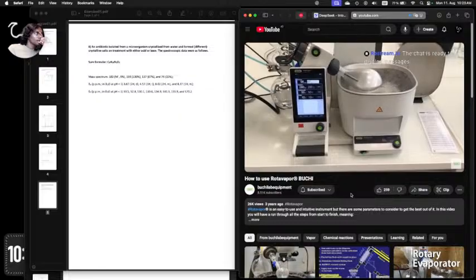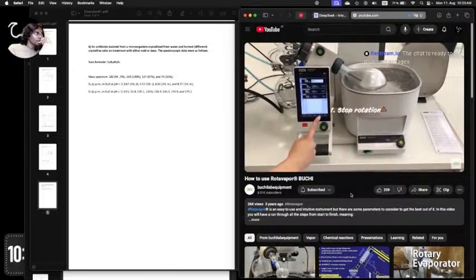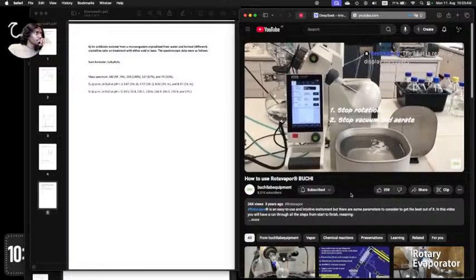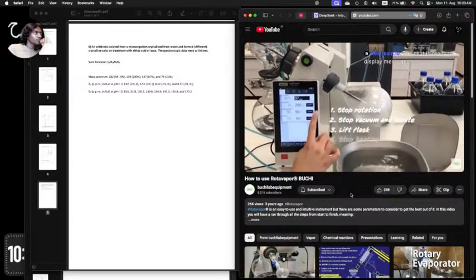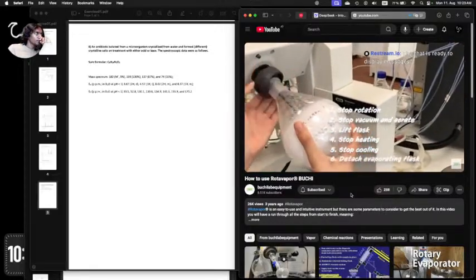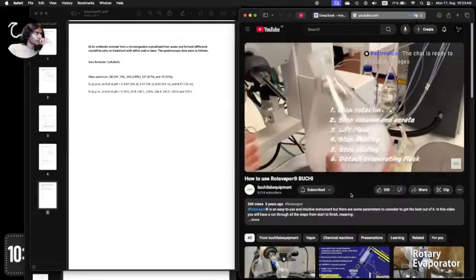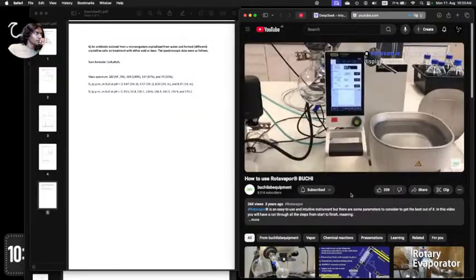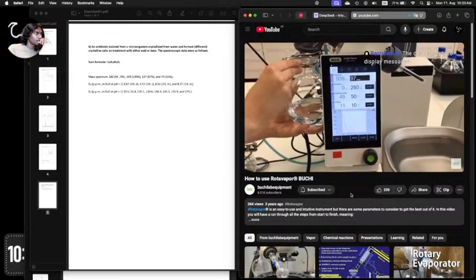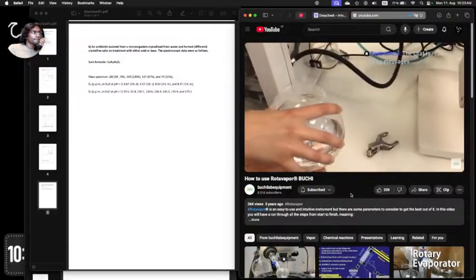Now that our evaporation is over, we need to stop the system. We firstly stop the rotation speed and then the vacuum and aerate the system until it reaches atmospheric pressure. We then lift up the flask and stop the heating and the cooling. I can now detach my flask. Then we empty the receiving flask in order to make sure that our rotavapor will be ready for our next use.